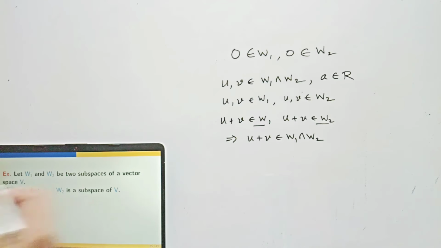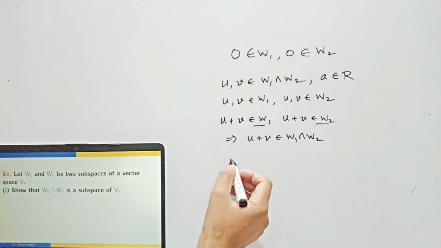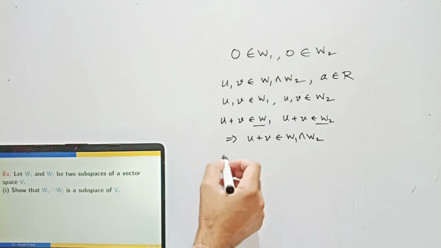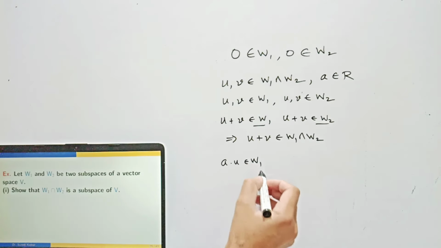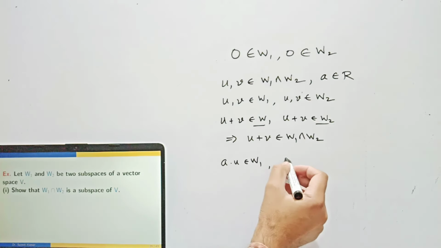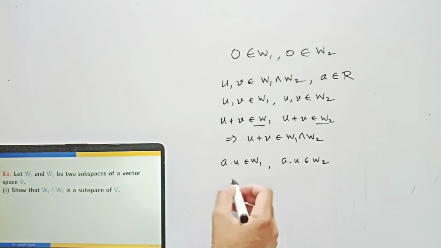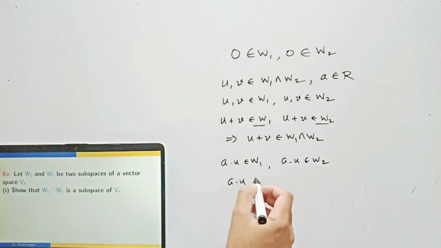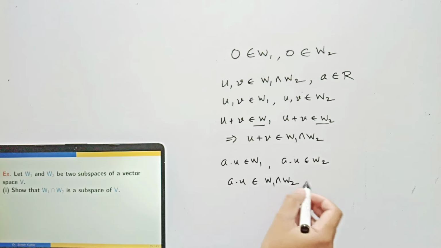In the same way, you can show the closure property with respect to scalar multiplication. a belongs to R, u belongs to W1, so a dot u belongs to W1. Why? Because W1 is a subspace. a dot u belongs to W2, again because W2 is a subspace. This means a dot u belongs to W1 intersection W2. So the proof is simple. Intersection of two subspaces is a subspace.